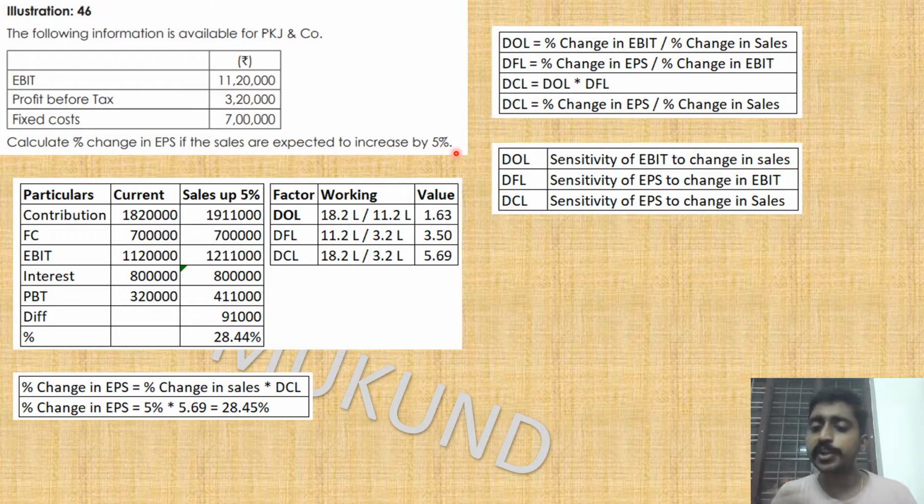Now there is one more new formula, which is degree of operating leverage can be said as percentage change in EBIT divided by percentage change in sales. Degree of operating leverage is nothing but percentage change in EBIT divided by percentage change in sales. Same way, degree of financial leverage is percentage change in EPS divided by percentage change in EBIT. And combined leverage is the product of operating leverage and financial leverage, and that's how the formula comes up.